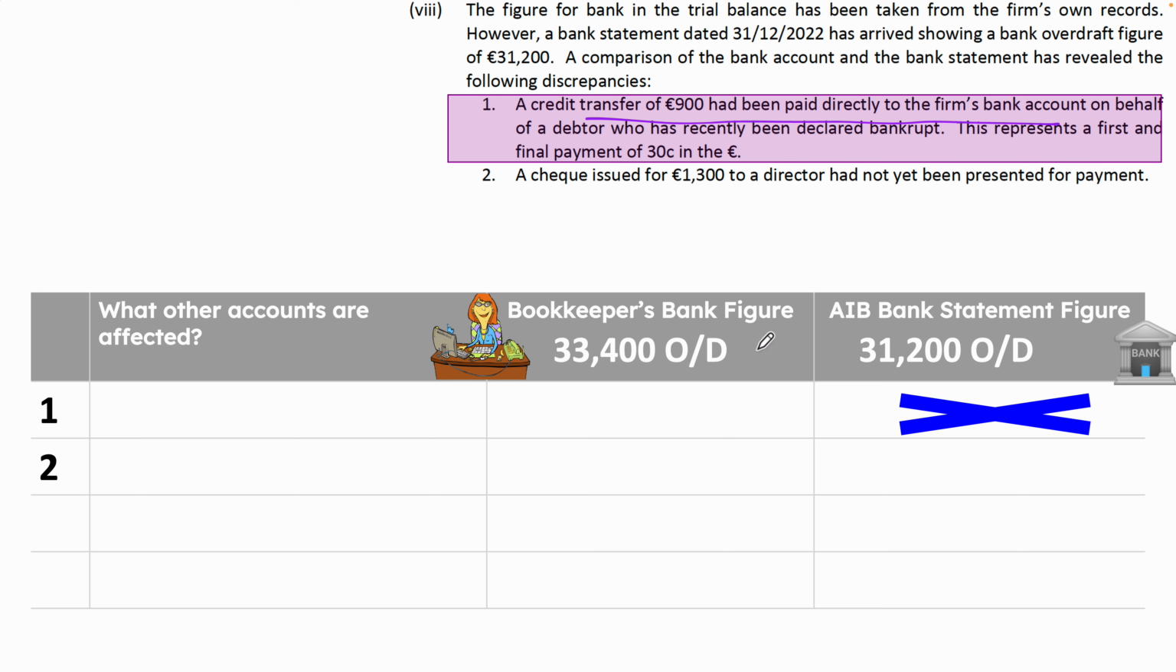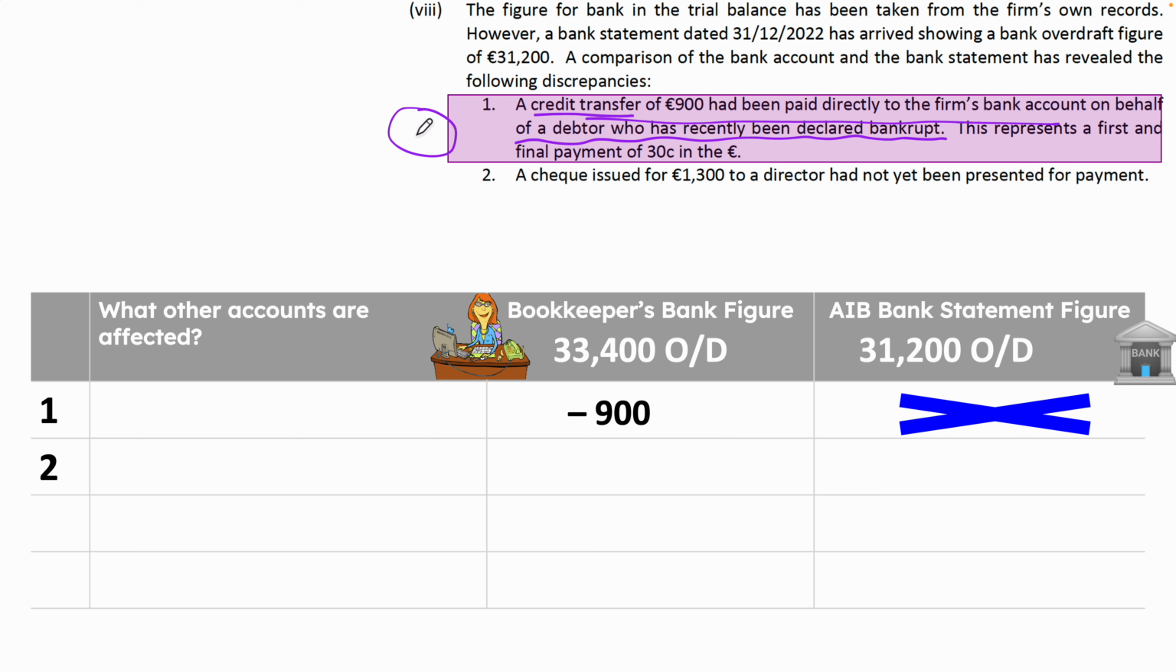The bookkeeper then needs to record that 900 came into the bank account. So what they're going to do, they're going to minus 900 from the overdraft. Now, what was this 900 in relation to? We'll read it again. Credit transfer of 900. So credit transfer just means one person pinging it to another person's bank account, online transfer, Revolut transfer, whatever it is, okay? So being paid into the firm's bank account on behalf of a debtor who was recently declared bankrupt. So this represents a first and final payment of 30 cents in the euro.